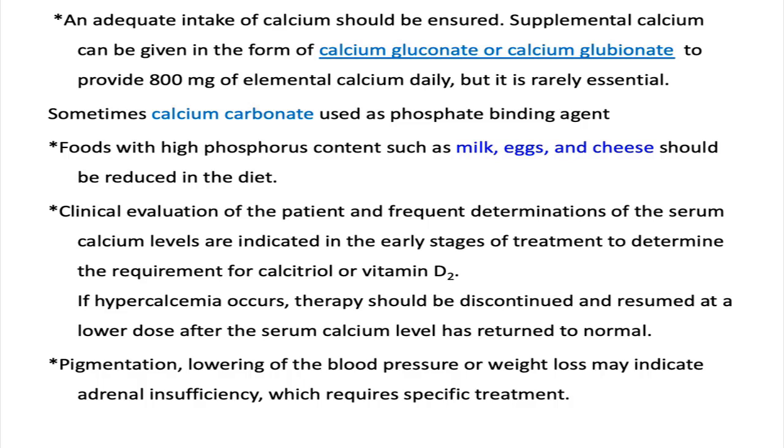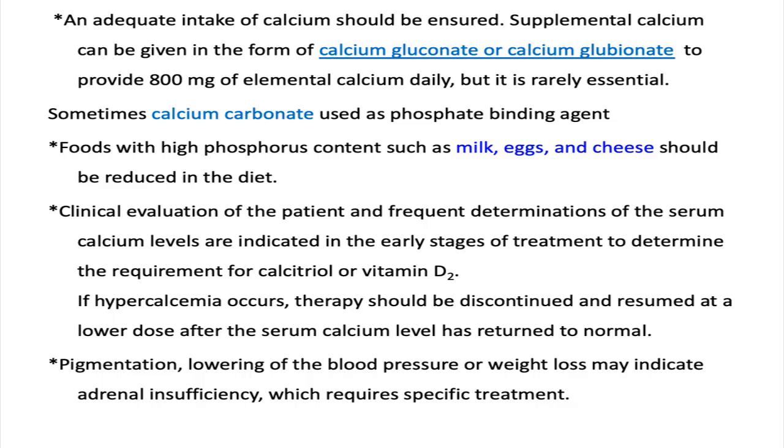In addition to that, an adequate intake of calcium should be ensured. Supplemental calcium can be given in the form of calcium gluconate or calcium glubionate to provide 100 mg of elemental calcium daily, but this is rarely essential. Sometimes we use calcium carbonate tablets as a phosphate binding agent, not as a calcium supplement. And once the phosphorus declines, the calcium will be elevated.